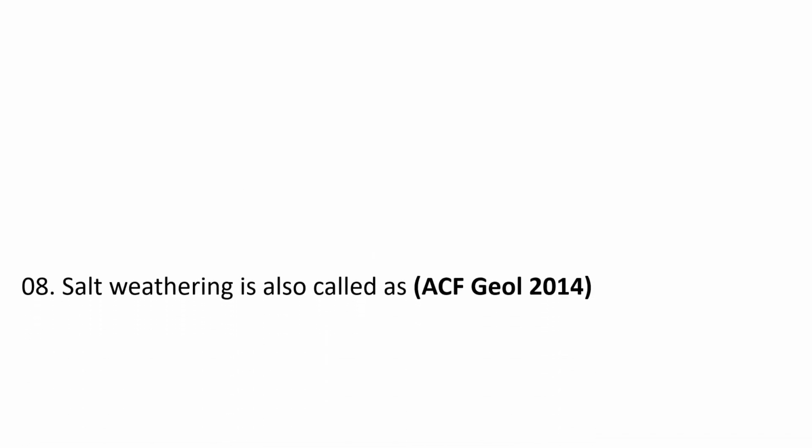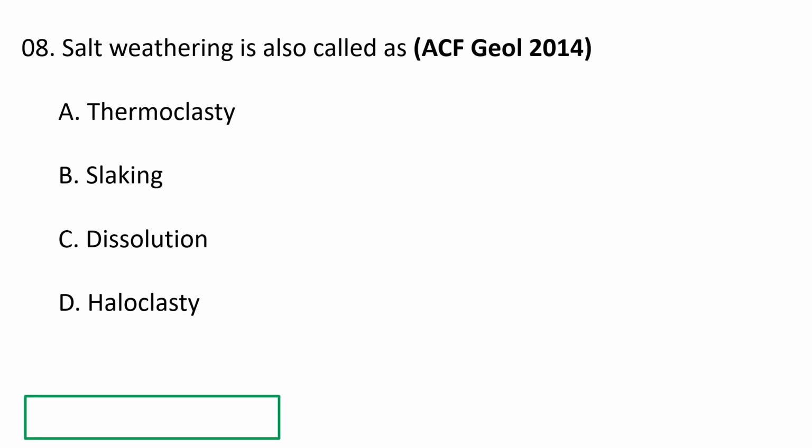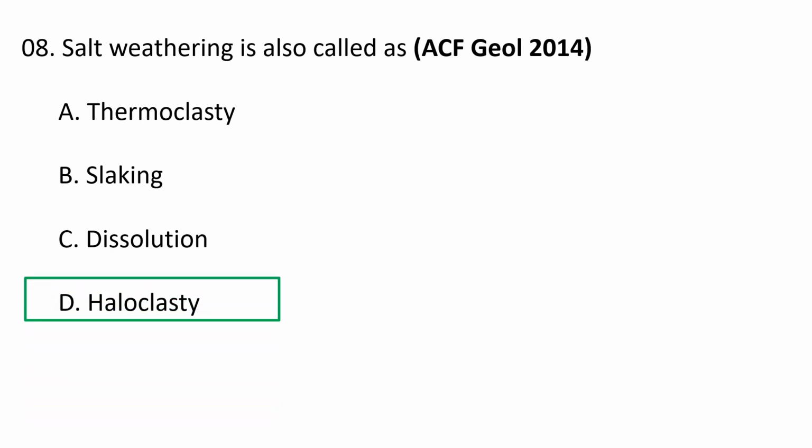Next question. Salt weathering is also called: A, thermoclasty, B, slaking, C, dissolution, and D, haloclasty. Salt weathering is also called haloclasty. It is a type of physical weathering caused by growth and thermal expansion of salt crystals. The process starts when saline water seeps into cracks and evaporates, depositing salt crystals. So salt weathering is also called haloclasty. D is the correct answer.